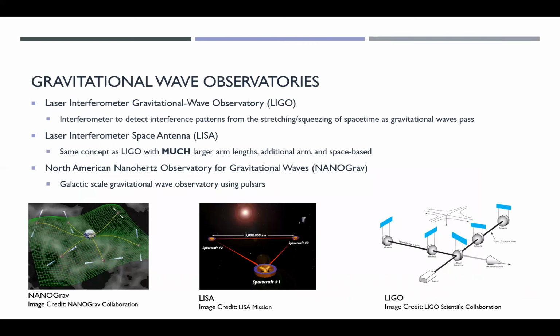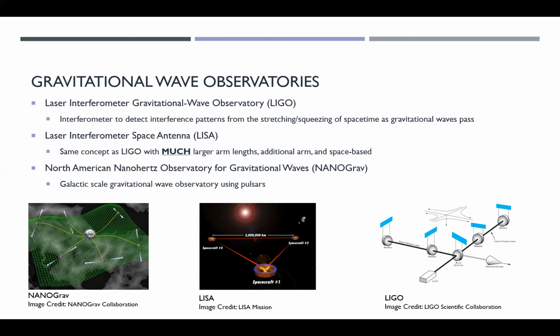The three gravitational wave detectors I want to discuss are LIGO, the Laser Interferometer Gravitational Wave Observatory, NanoGrav, the North American Nanohertz Observatory for Gravitational Waves, and LISA, the Laser Interferometer Space Antenna. Now, LIGO is a modified Michelson interferometer. In principle, it shines a laser down to a beam splitter, where that beam of light is split in two with 90 degrees offset between them. The beams then travel down 4-kilometer arms, where they are reflected and recombined at the photodetector.